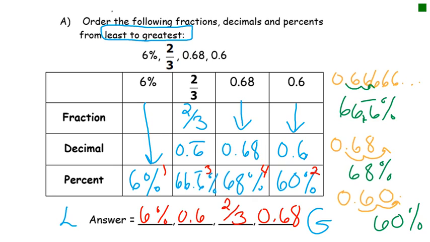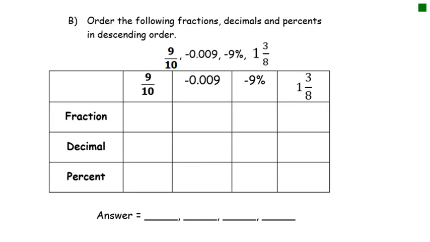So I have looked at how I've read the problem and looked at how I need to order them. I have converted everything to percents. And then when I listed them in order, I listed them in their original form. So we're going to look below the problem that we just worked on. We're going to look at example B.